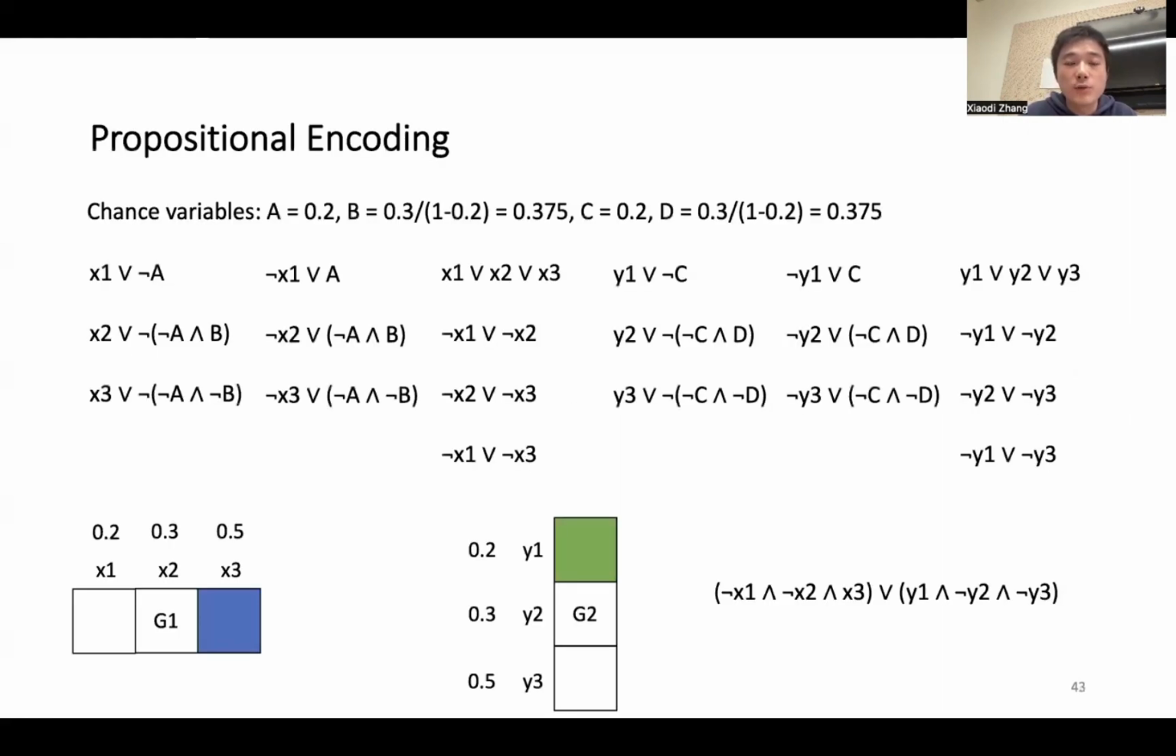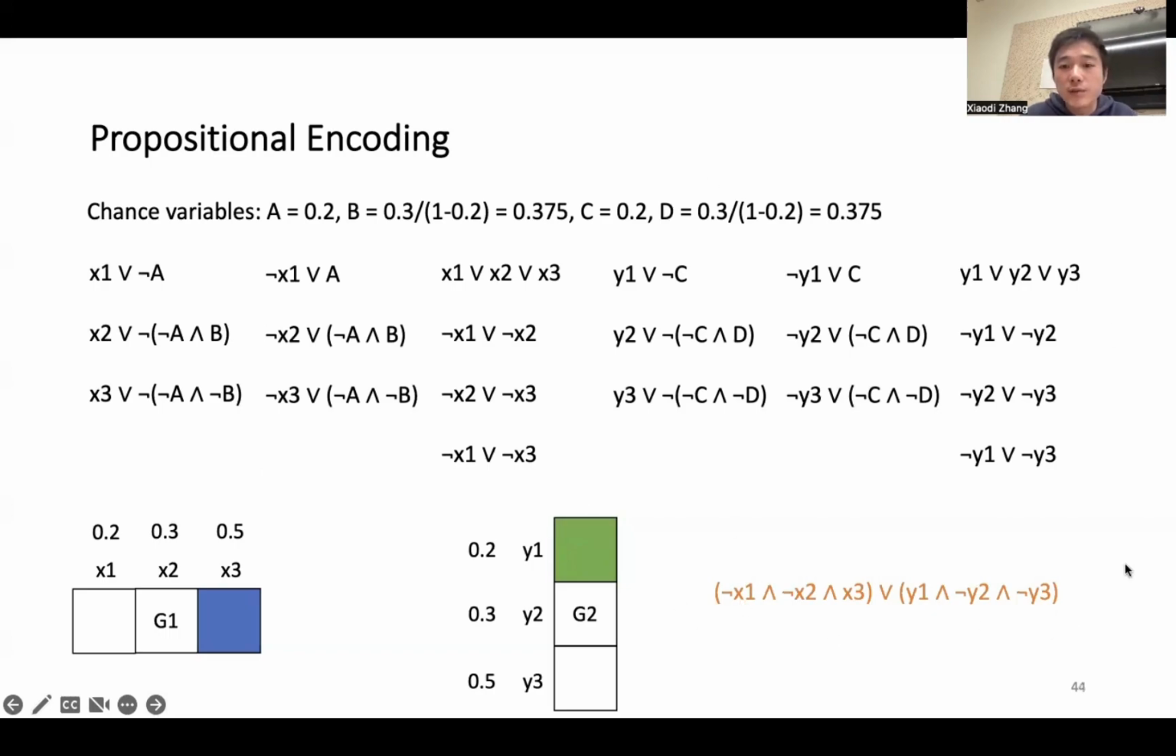So let's see how we do it. We first introduce chance variables, A, B, C, and D. And we write some formulas. You see, like X1 or not A, not X1 or A. And these two formulas guarantee that the tag X1 always has the probability of 0.2. And say if we want to compute the probability of X1, X3 or Y1, we should write this formula.